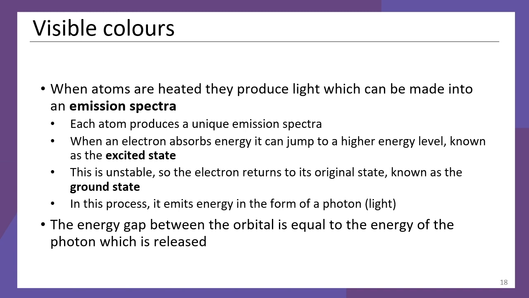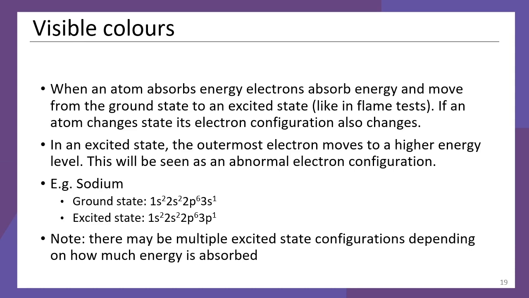This is unstable, so the electrons are going to return to the ground state where they're at those low energy levels. In this process, we've got that energy release, and we're releasing energy in the form of a photon. So we've got our photon emission, and then the energy of the photon we can use to find the frequency of the photon. So the energy gap between the orbitals tells us the energy of the photon that's released. So that's what's responsible for our different colours we get in flame tests.